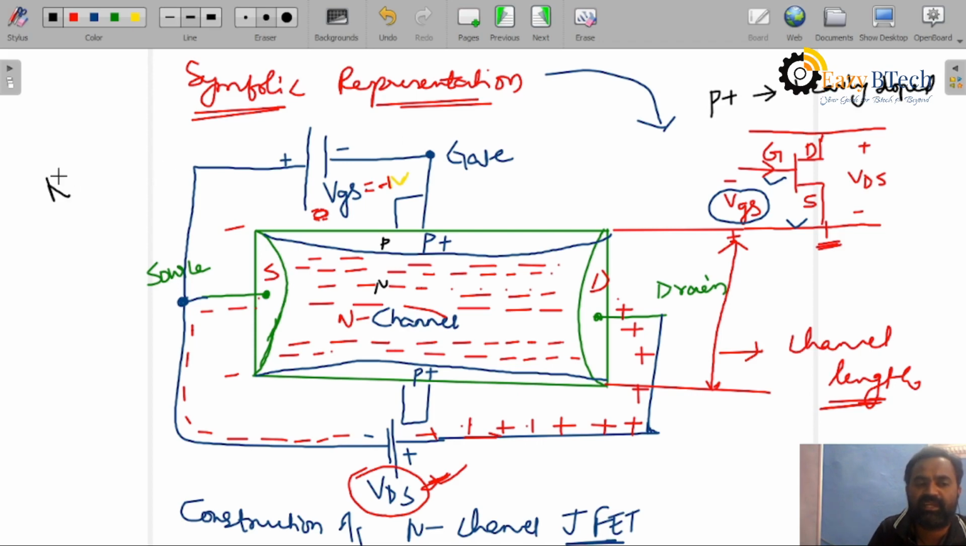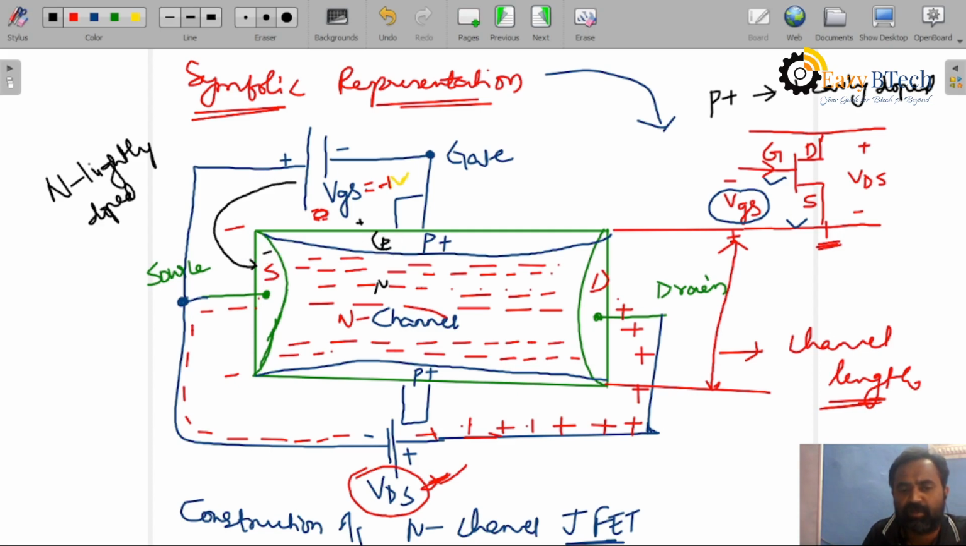N means lightly doped. Now you can always remember the width expansion of the depletion region, because here VGS is negative applied to the positive and positive is applied to the negative. Source is negative, na? For negative you are applying a positive and for a positive you are applying a negative. Now it is a reverse bias.